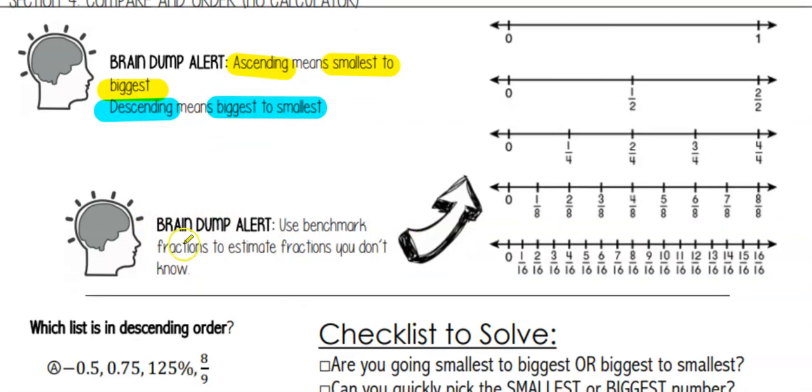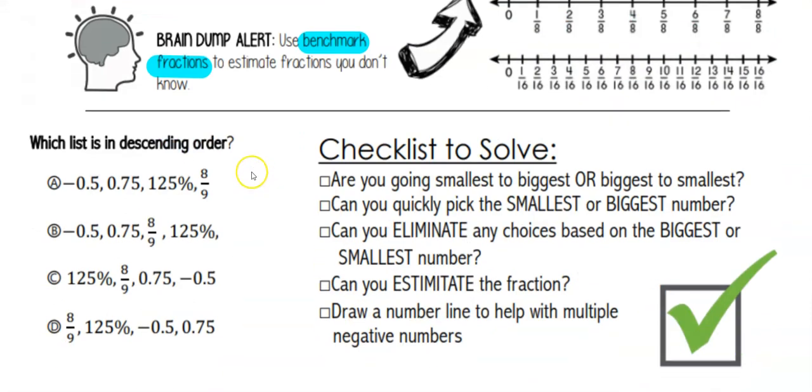Now, one of the other things you can do is you can use benchmark fractions to estimate fractions that you don't know. So you can think about a fraction and try to determine whether it's closer to 0, 1/2, or 1 whole, or sometimes you can see if it's closer to maybe 1/4 or 3/4. So these are some strategies that we talked about in class that can help us compare and order numbers. So let's look at our checklist here. We have an example. Our checklist to solve: are you going smallest to biggest or biggest to smallest?